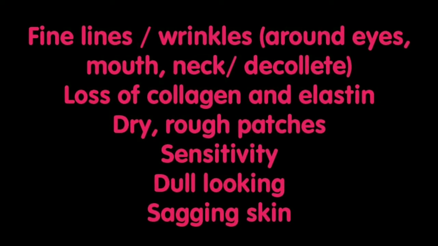Okay, so when you look at aging skin, what you will see is fine lines and wrinkles, which generally appear around the eye area, around the mouth and the lips, as well as down the neck and the décolleté area. The reason for your fine lines and wrinkles is that your skin has a lack or a loss of collagen and elastin fibers that help to keep it nice and firm.